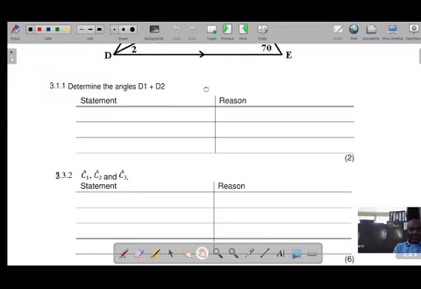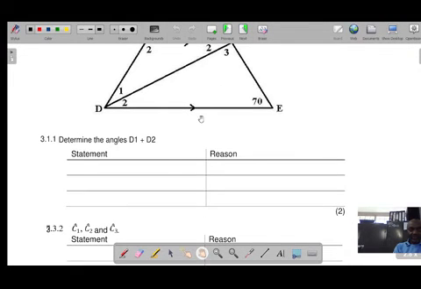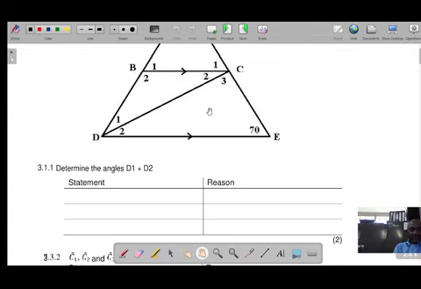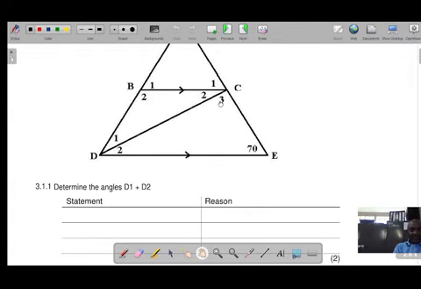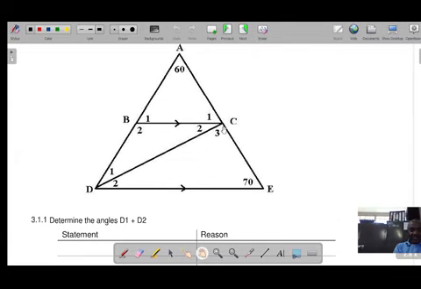D1 plus D2. Let's check this out. Now to get our D1 plus D2, what do we do, guys? This is a triangle here, I have many triangles, but the biggest triangle is here. When I add the angles at the corners of the biggest triangle, I must get 180. That means angle D plus angle A plus angle E must give 180. Reason: angle sum of a triangle.